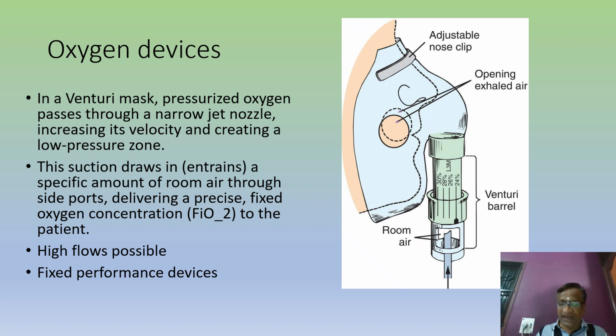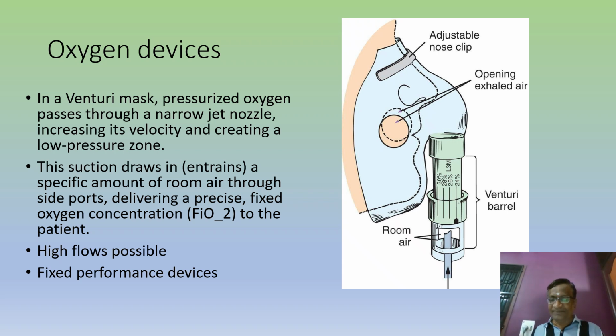But we can also have different FiO2s for different Venturi masks. Now the important thing is, because it entrains so much air along with oxygen, it gives a flow rate of 20 liters per minute. Normally, we are breathing at 3 liters per minute. We are giving oxygen, that is 28%.